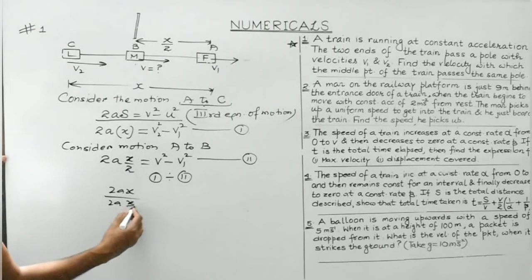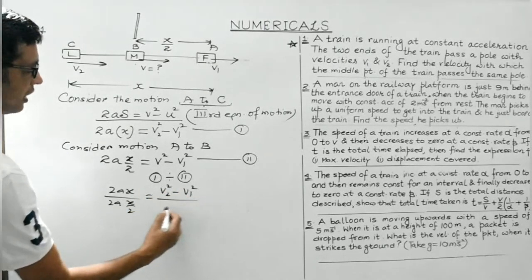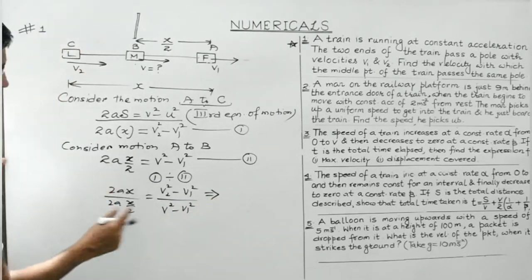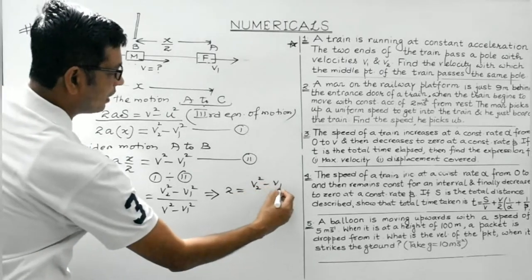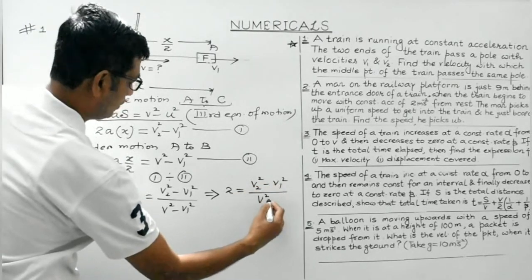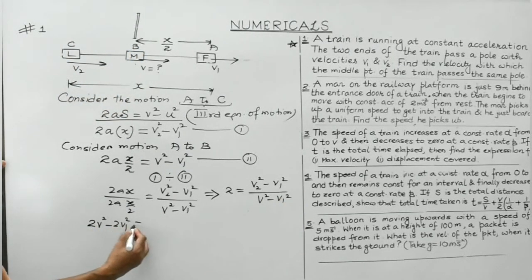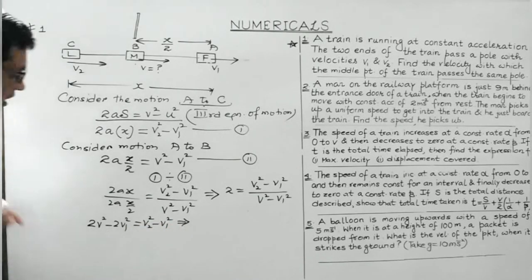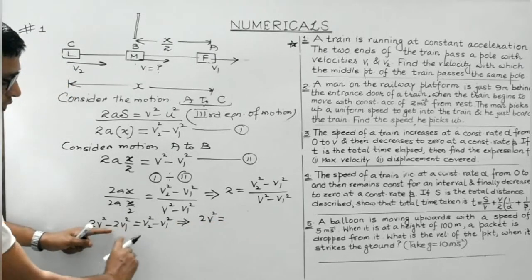Divided by 2ax by 2, and over here we get v2 square minus v1 square divided by v square minus v1 square. So what we get is 2 is equal to v2 square minus v1 square divided by v square minus v1 square. So on cross multiplication we get 2v square minus twice v1 square is equal to v2 square minus v1 square. Further, on rearranging the terms, what we get is minus 2v1 square.